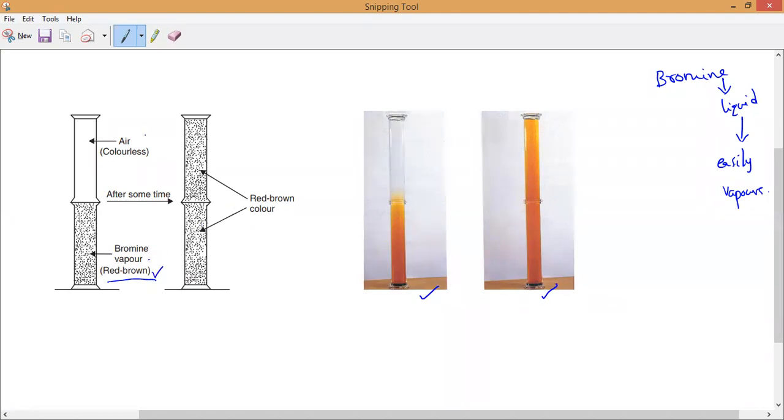So it is inverted over the second jar, which contains what? Air. That is colorless. Yes or no, guys? Yes, sir. As I told you on that day, even though bromine is present down and air is present up, bromine only will go up. Why, guys?